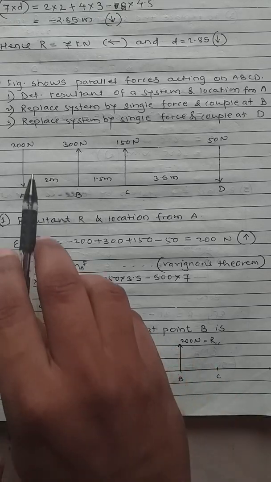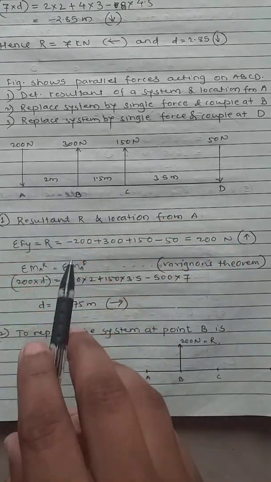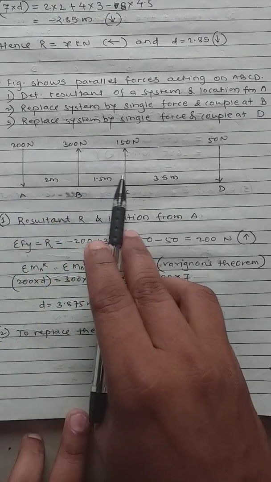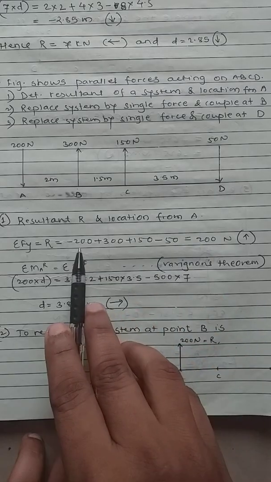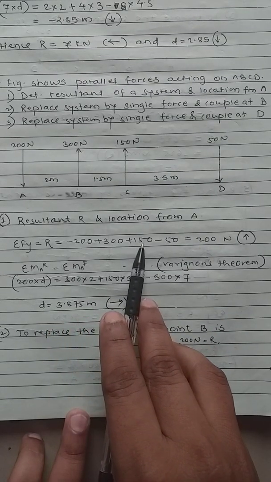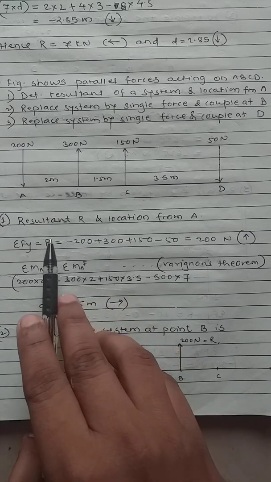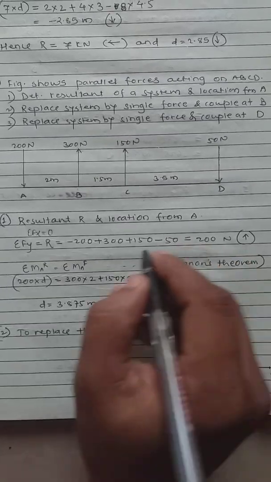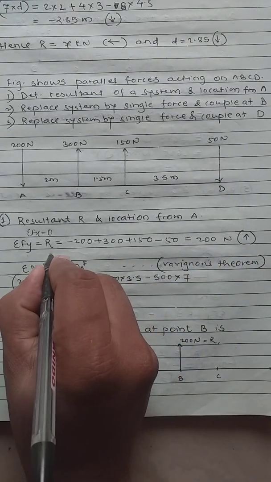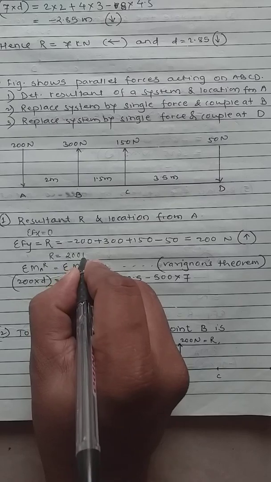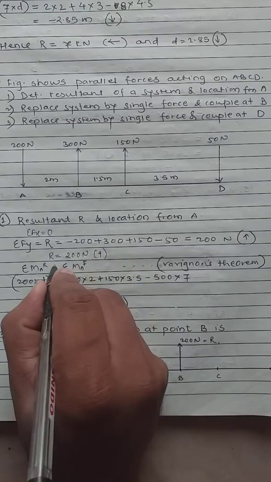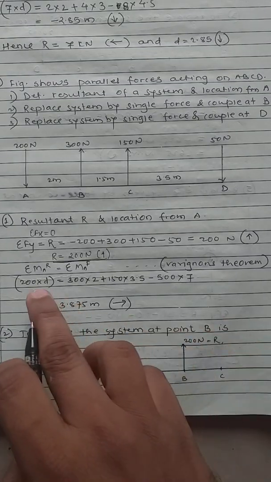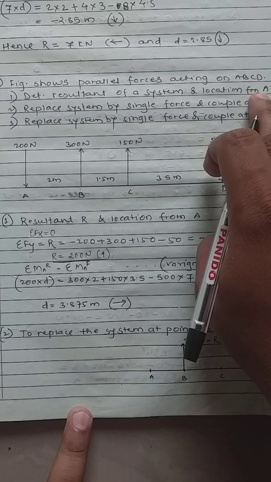In a similar way, all the forces are vertical, so summation of Fx will be 0. Summation of Fy will be minus 200 plus 300 plus 150 minus 50, which equals 200. So summation of Fx is 0 and Fy is 200. Therefore the resultant R equals 200 Newton in the upward direction.